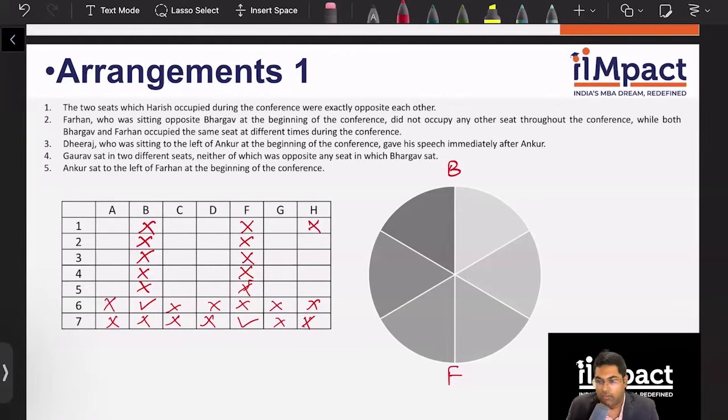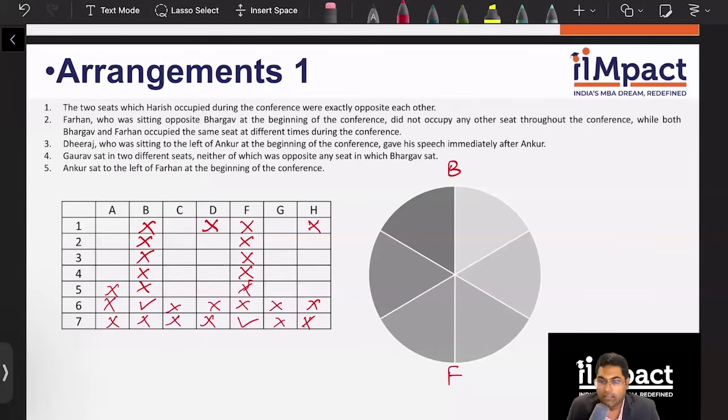So for now, as I'm focusing more on the order of giving speeches, if Dheeraj is immediately after Ankur, Ankur cannot be fifth and Dheeraj cannot be first. Can I conclude that? Since Dheeraj has to be after Ankur and there has to be somebody after Ankur. So these two positions I can strike off. I will come back to that seating once I have more data. Gaurav sat in two different seats, neither of which was opposite any seat in which Bhargav sat. Now this is interesting.